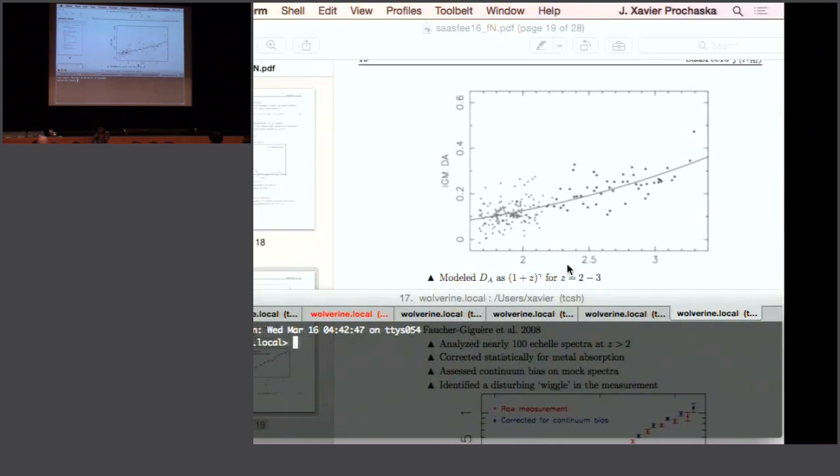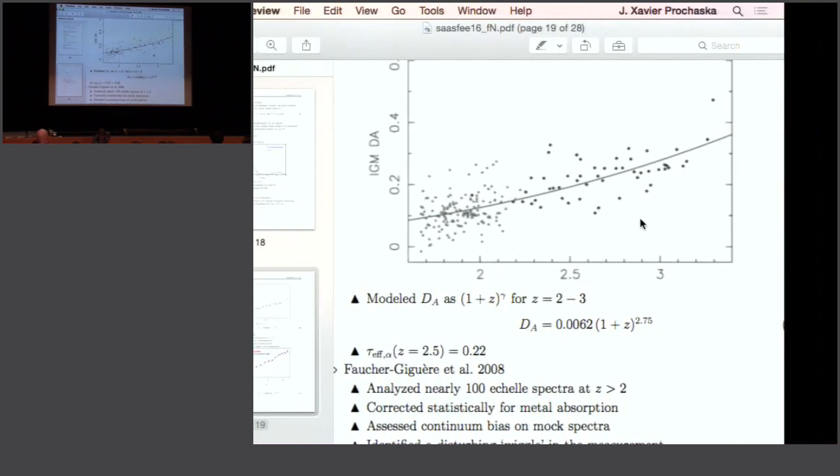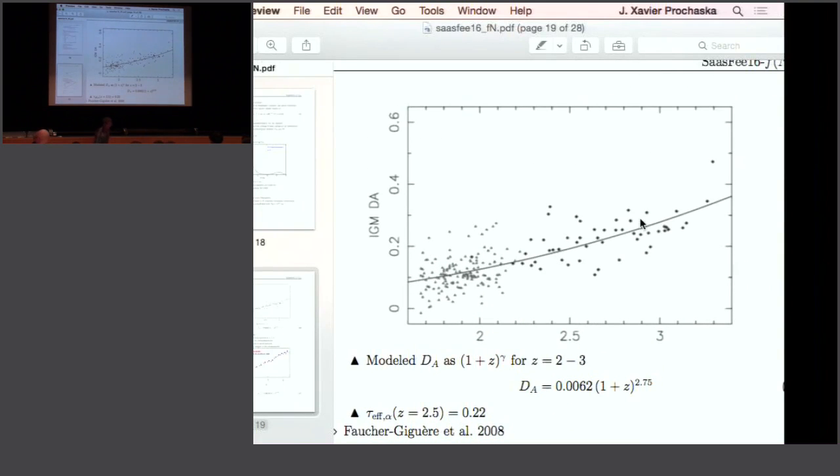Here are the data, the measurements for this dA quantity from those data, and modeled here, evolving from redshift 2 to 3, like a 1 plus z power law.